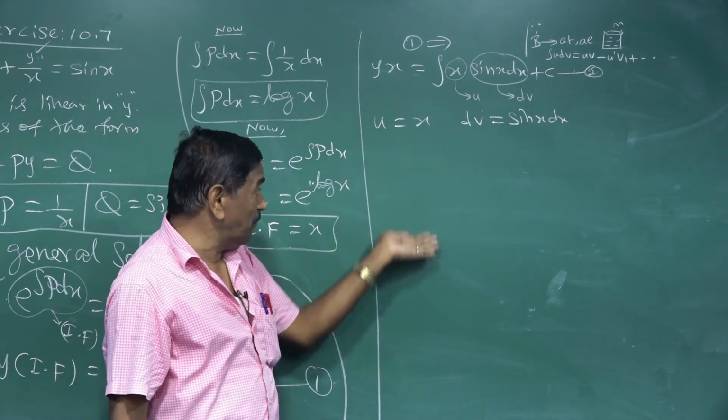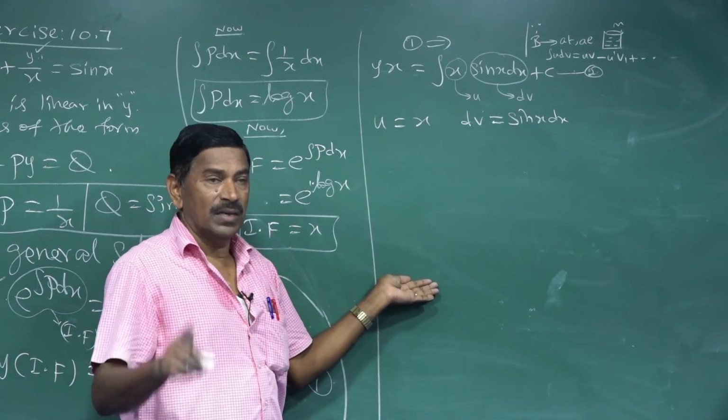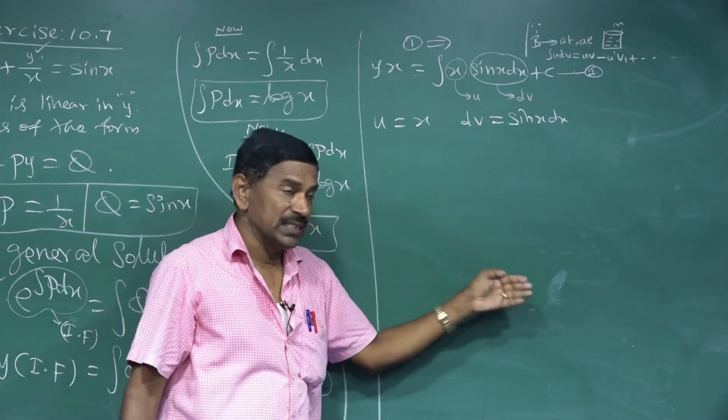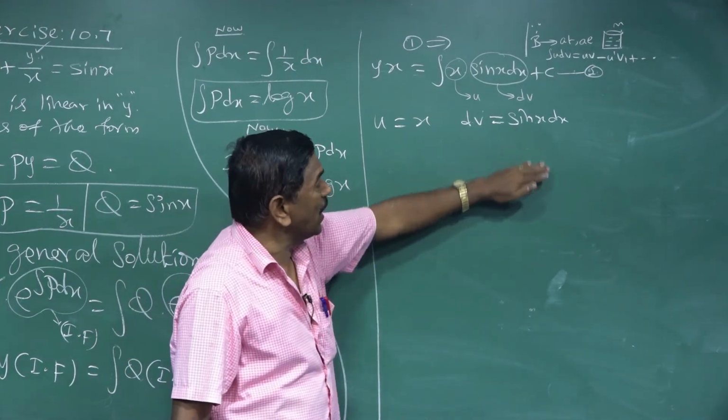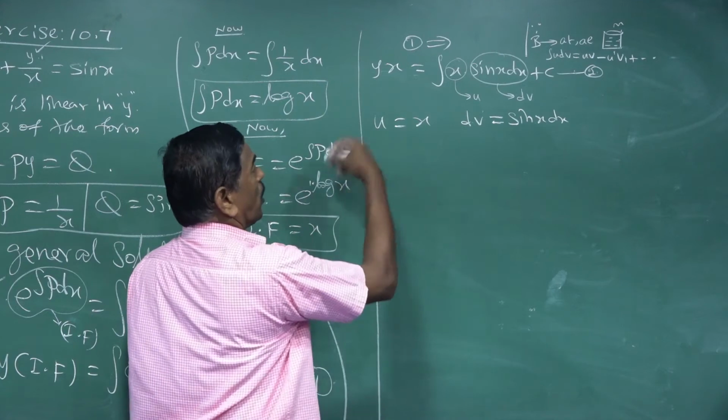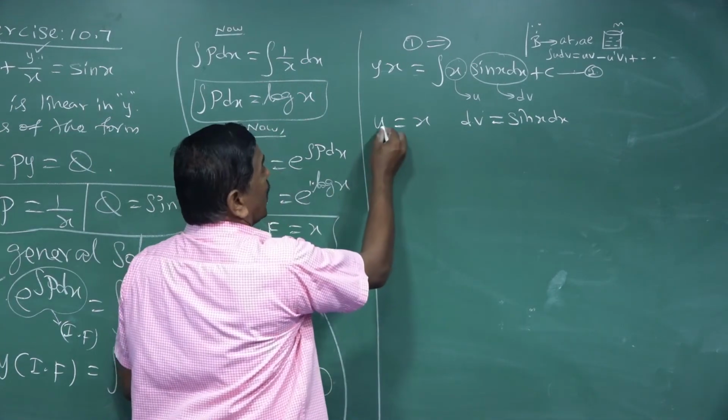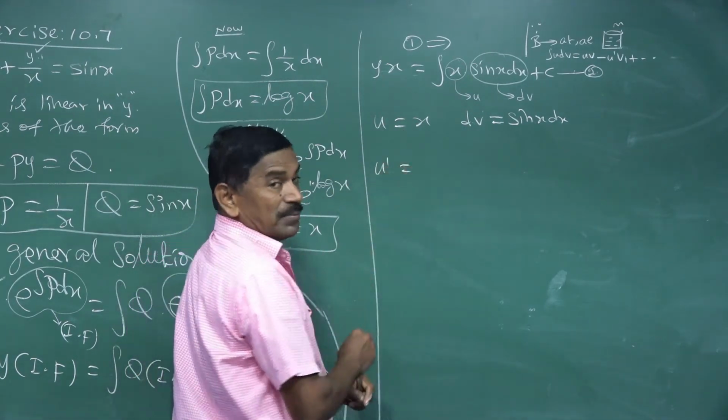Listen, first column differentiation. Next, second column fully integration. First column differentiation and the second column integration. So that is a technique. Okay, but start yourself. Here u differentiation, u dash is equal to.